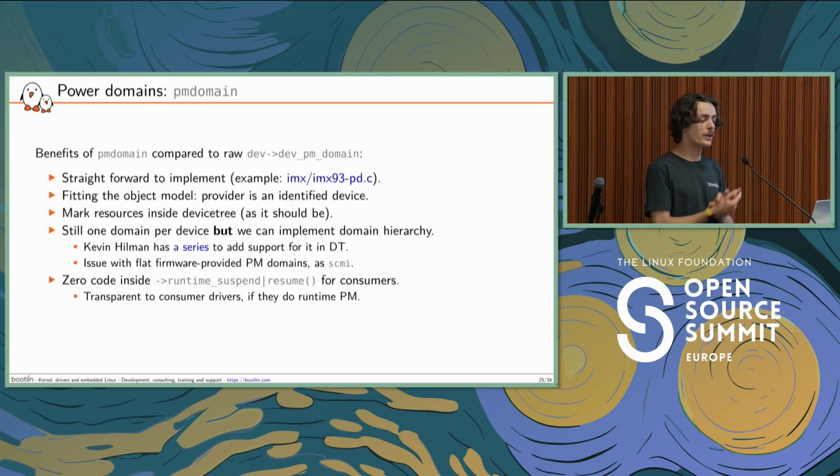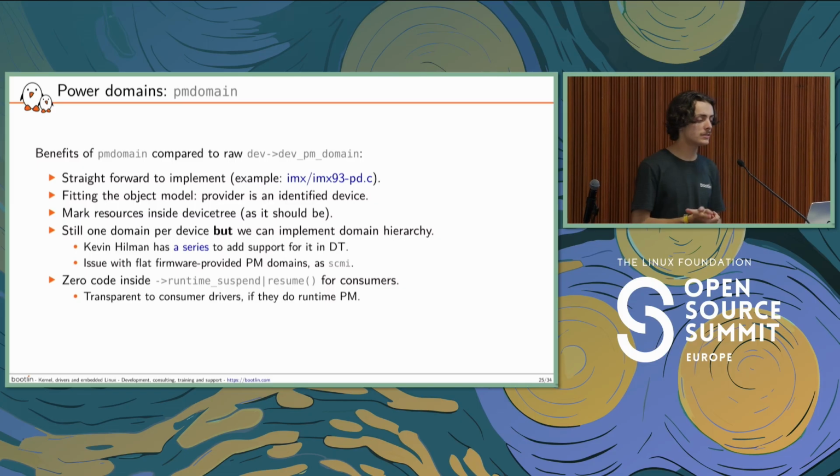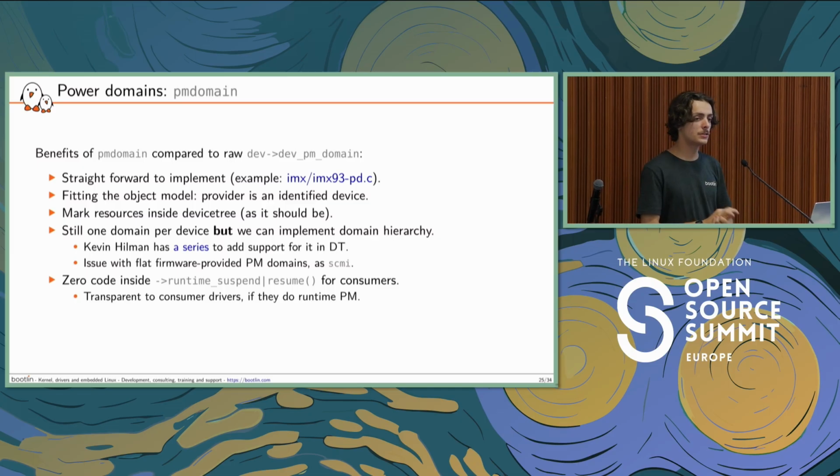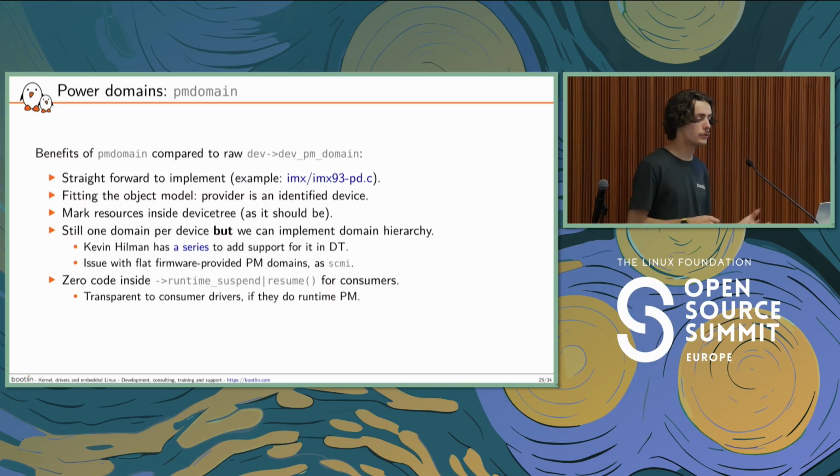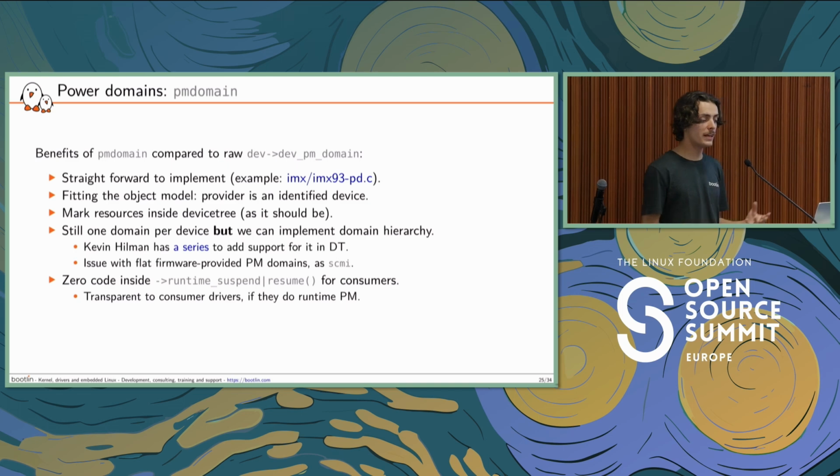But actually, if your firmware provides you with a list of PM domains and doesn't give you a hierarchy, then you are stuck with that. You have a flat linear list, and that doesn't work out too well. So what Kevin does is work around that inside the device tree by registering the hierarchy by himself. And again, the great thing with PM domain is you get your PM domain enabled without any runtime suspend and runtime resume implementation. So that's great. They don't have to care.